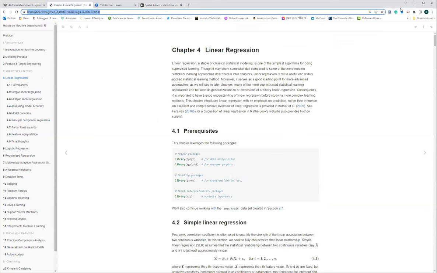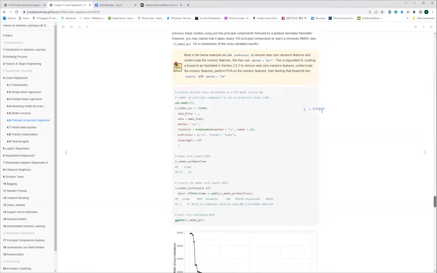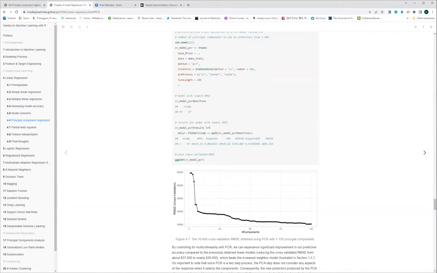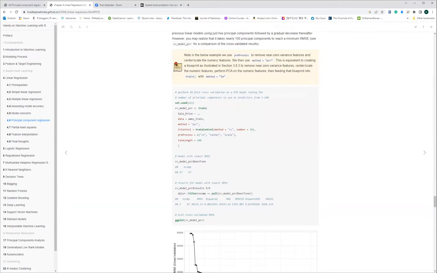And then I think that from now on, I have to use the textbook by itself. So here is the basic depiction of how principal component regression works. It's actually a two-step process. One is calculating the principal components, and the second is developing the regression model using the principal components as predictors and the response variable. And the problem here is how we can get the optimal principal components. That means we have to think about the cross validation of the model based on the number of principal components we're going to generate.